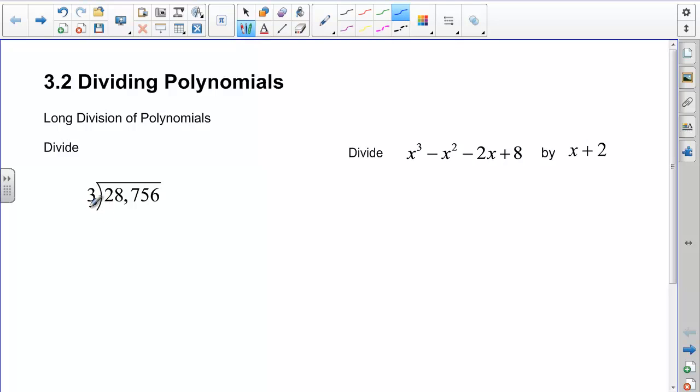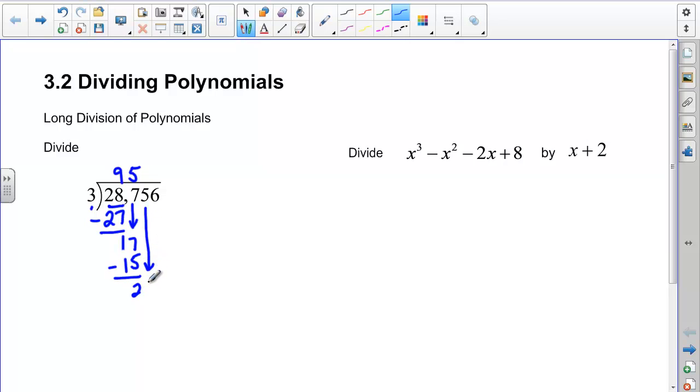When we're doing long division, we say, how many times does 3 go into 2? Well, 3 doesn't go into 2, so we say, how many times does 3 go into 28? And 3 goes into 28 9 times. We multiply the 9 times the 3 to get 27, and then we subtract, bringing down the 1, and then we bring down the 7 as well. Say, how many times does 3 go into 17? That happens 5 times. 5 times 3 is 15. Subtract, and you can see this pattern.